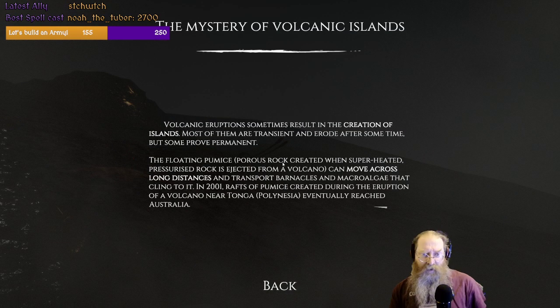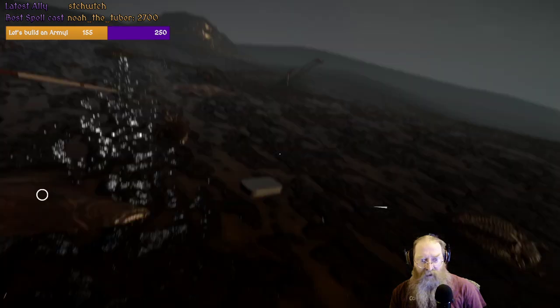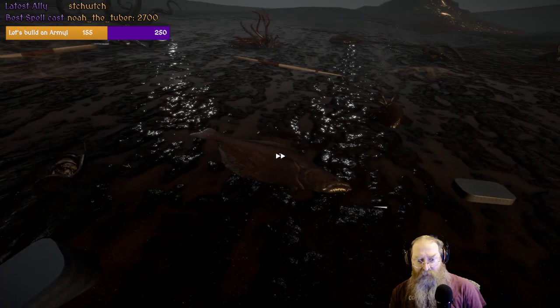Volcanic eruptions sometimes result in the creation of islands, but most of them are transient and erode after some time. Some prove permanent. The floating pumice, porous rock created when superheated pressurized rock is ejected from a volcano, can move across long distances and transport barnacles and macroalgae that cling to it. In 2001, rafts of pumice created during the eruption of a volcano near Tonga in Polynesia eventually reached Australia. Pumice, of course, floats. A fishy.